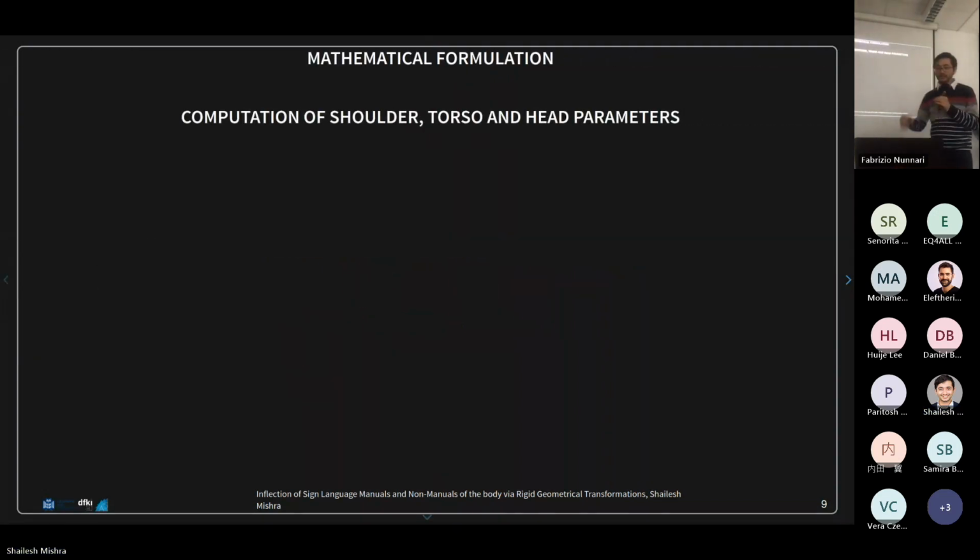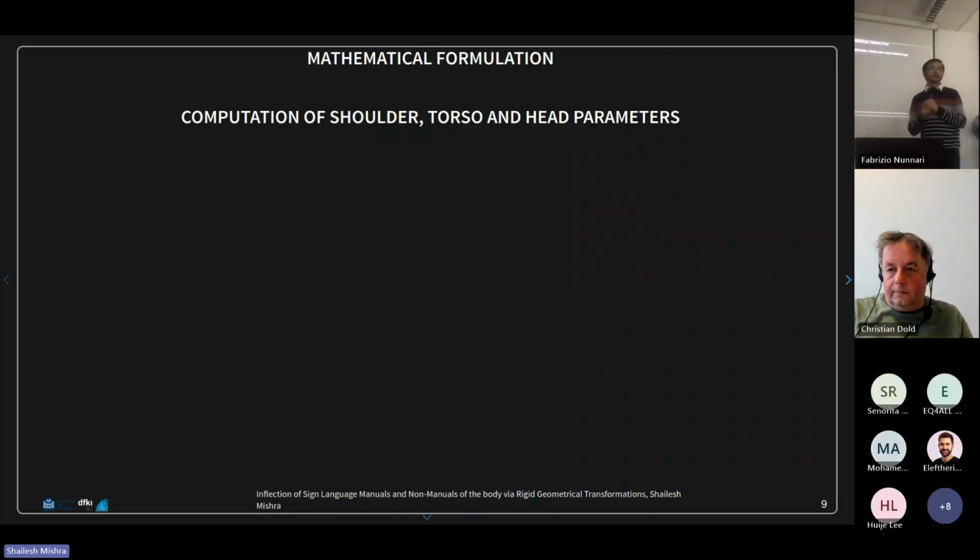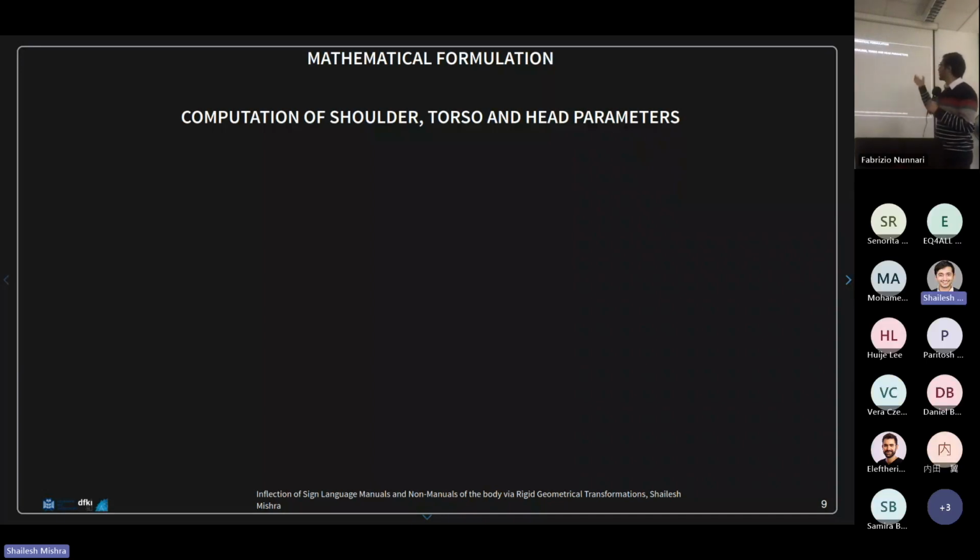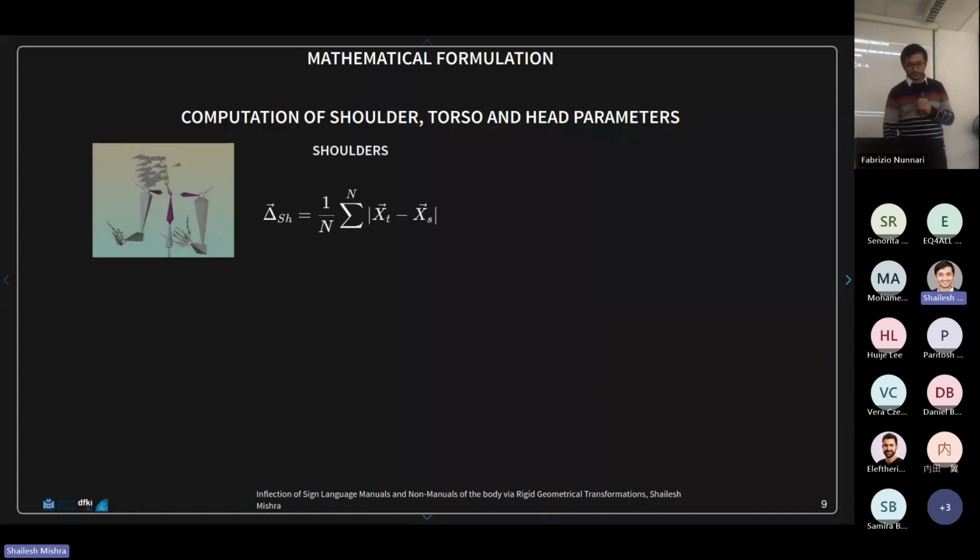And here is how we compute it. The computation is completely offline, which is a different pipeline than the visualization, right? And the computation, we have divided into shoulder, torso, and head parameters. So for the shoulders, here what you can notice is that I have highlighted the spine bone and the clavicles. The trajectory value for the shoulder is relative to the spine. And we use some distance formula to compute the relative offset.